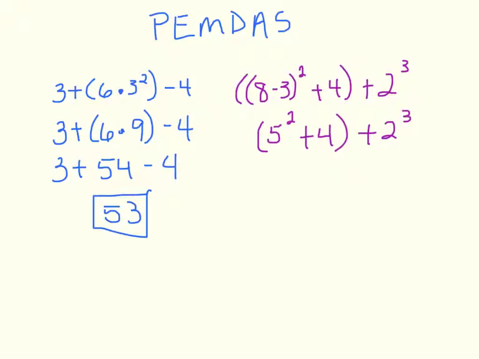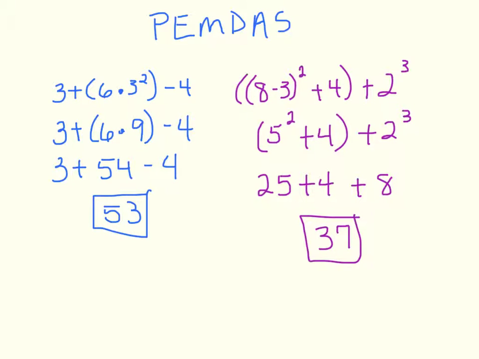So 5 squared is 25. So I have 25 plus 4. I don't really need the parentheses anymore. Plus 2 to the third power. Well, that would be 2 times 2 times 2, which is 8. So now if I look and I go from left to right, I only have addition. So here we go. 25 plus 4 is 29. And 29 plus 8 is 37.